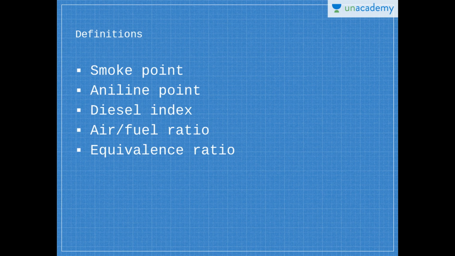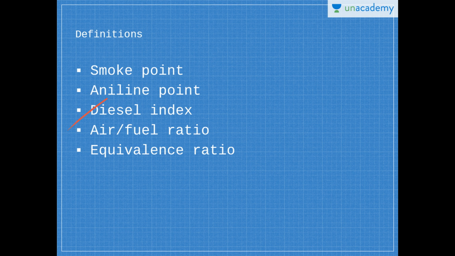Let's move on with the definitions. Let's go on to the smoke point. Smoke point is the indicator of the combustion qualities of aviation turbine fuel and kerosene. Let's move on to the aniline point. The aniline point is defined as the temperature at which equal volumes of aniline and diesel oil are completely miscible.